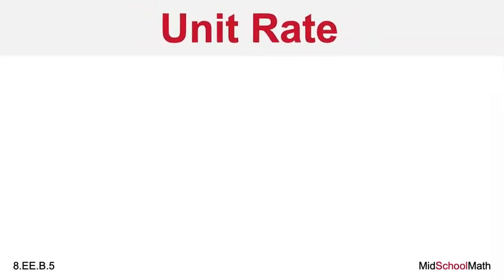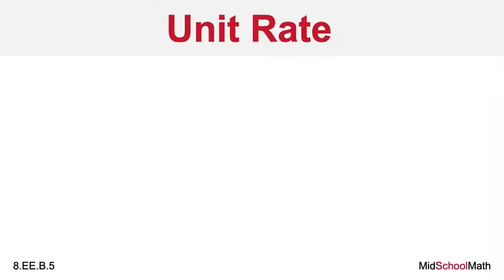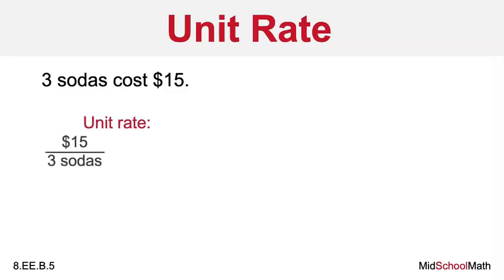Let's review unit rate from grade 6. The unit rate in proportional relationships can be found by dividing the value of the dependent variable by the corresponding value of the independent variable. For example, if we know that 3 sodas cost $15, we understand that the cost depends on the number of sodas. So cost is the dependent variable and number of sodas is the independent variable. We can find the unit rate by dividing $15 by 3 sodas, which tells us the unit rate is $5 per soda.